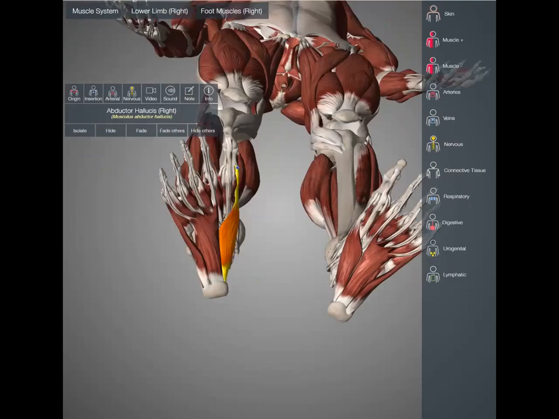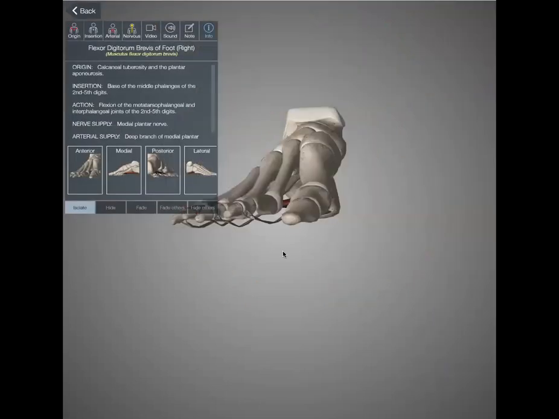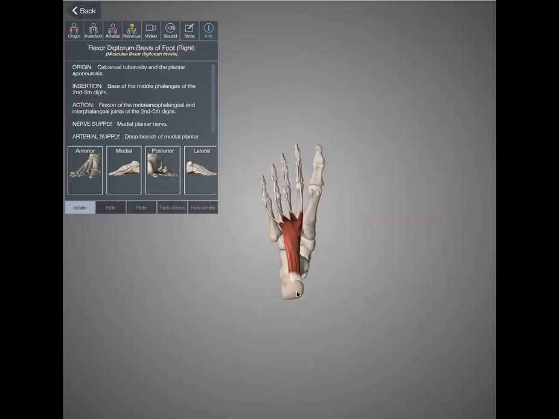Next one is flexor digitorum brevis. Here, flexor digitorum brevis. It originates from the medial tubercle of the calcaneus and it inserts into the middle phalanges of the lateral 4 toes. Action, flexion of the lateral 4 toes. And the innervation is the medial plantar nerve.